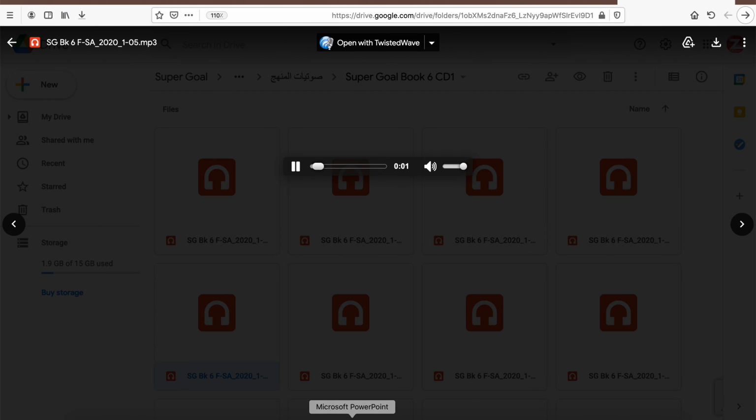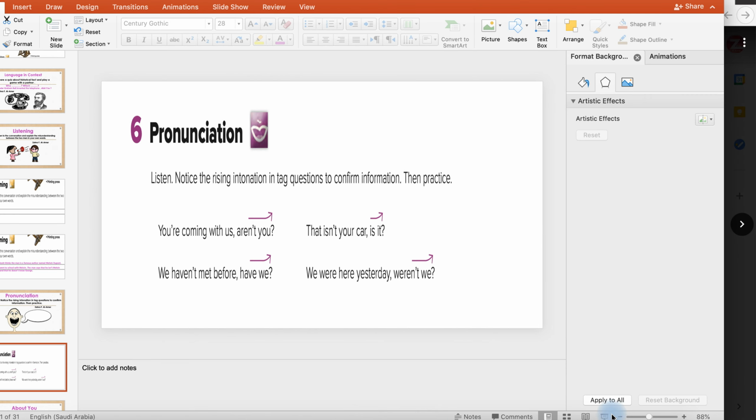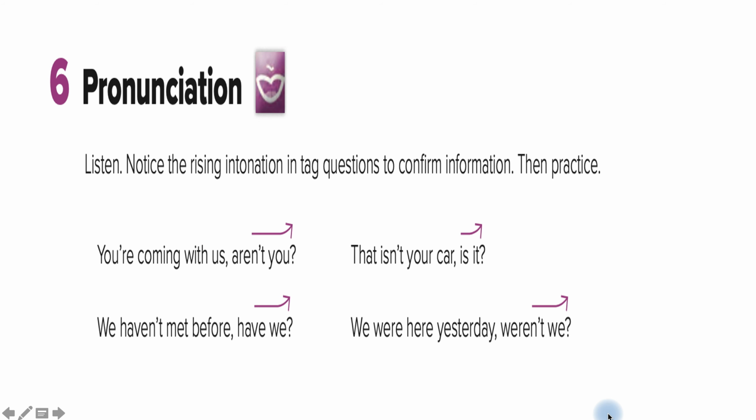Page 6. 6. Pronunciation. Listen. Notice the rising intonation in tag questions to confirm information. Then practice. You're coming with us, aren't you? We haven't met before, have we? That isn't your car, is it? We were here yesterday, weren't we?